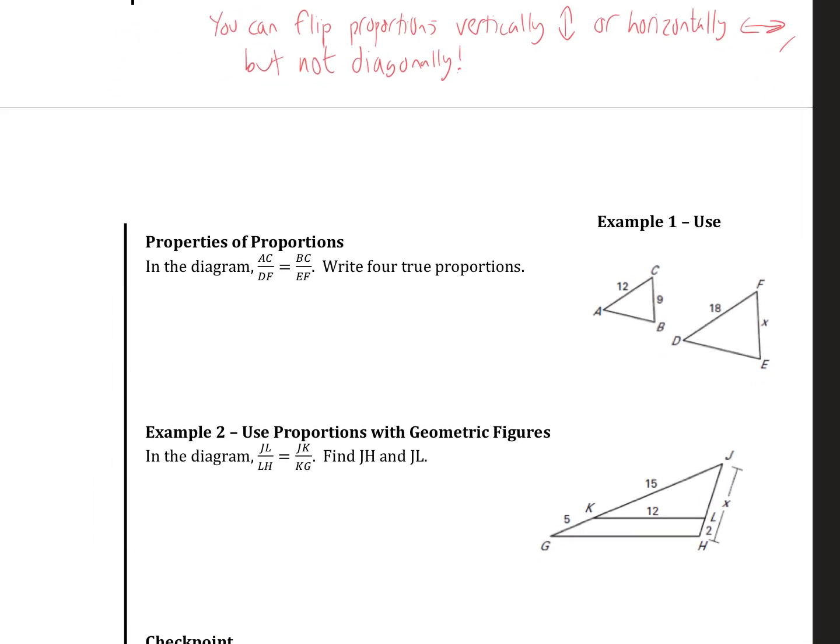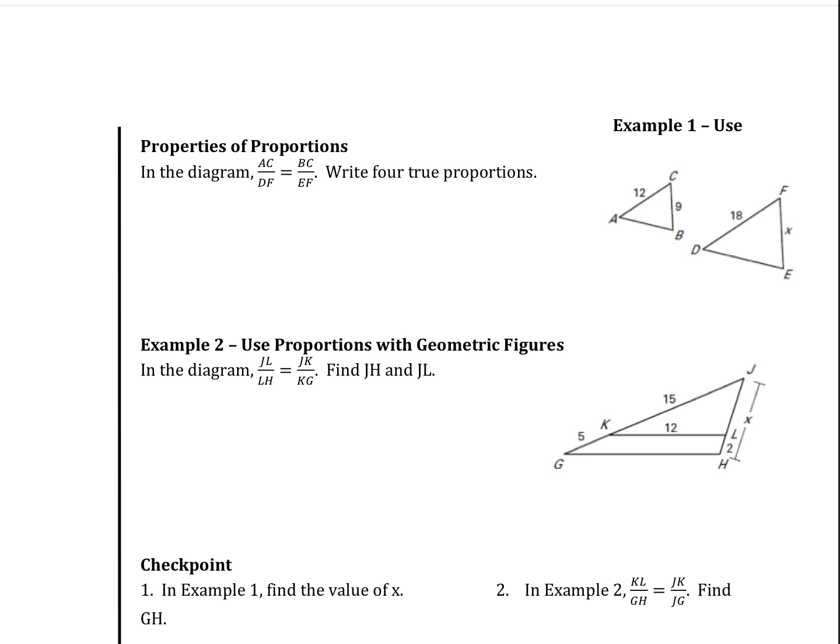So, example 1 says, use properties of proportions. In the diagram, AC over DF equals BC over EF, write 4 true proportions. Okay. So let's go ahead and do this. We're going to write 4 different proportions here. So let's write 1, 2, 3, and 4. Okay? So I think it's just good to set up the original things. We have A over B equals C over D, okay?